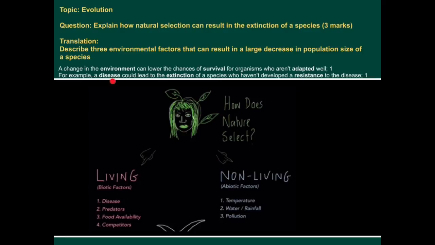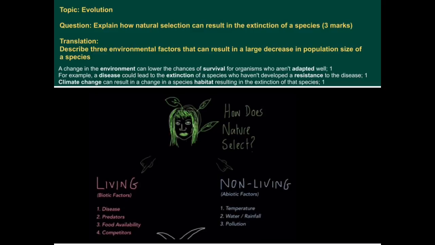For example, a disease could lead to the extinction of a species who haven't developed a resistance to the disease. Climate change is always a big player. Climate change can result in a change in a species' habitat, resulting in the extinction of that species. For example, polar bears and the melting ice caps, the effect that's having on their population.